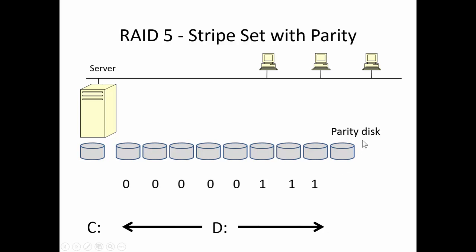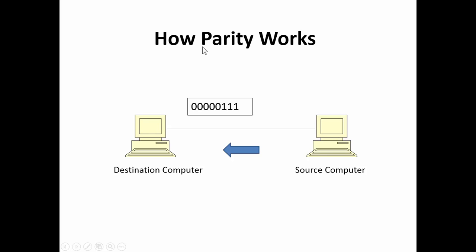With a stripe set with parity, we add a 9th disk to this 8-disk set. We add a 9th disk, and that holds the parity bit. So now we have to step back and discuss the concept of parity. And parity was first used in telecommunications between computers.